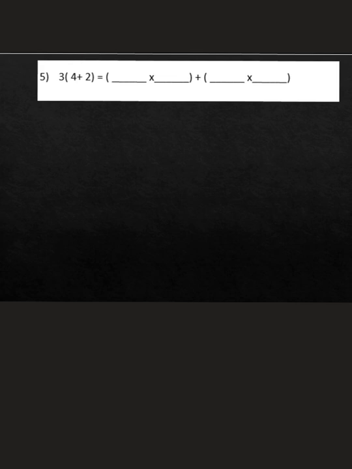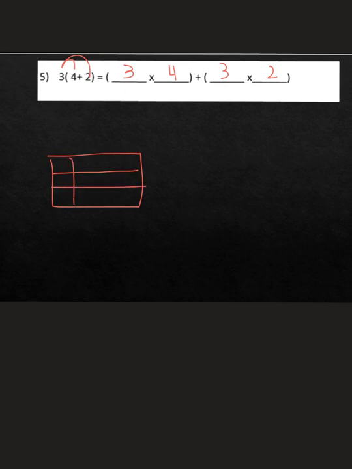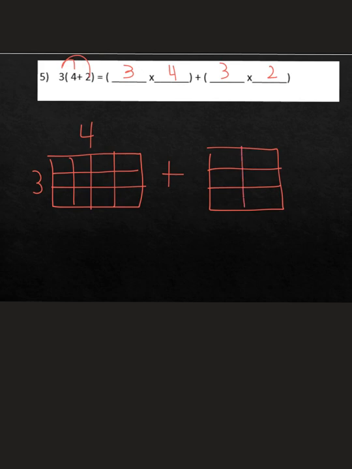All right, hopefully you gave this one a try. So you should have done 3 times 4 and then 3 times 2. Then when you drew your array or your model, you had a 3 by 4. There we go. Plus sign in between, and then a 3 by 2. Just like that. And there's your model.